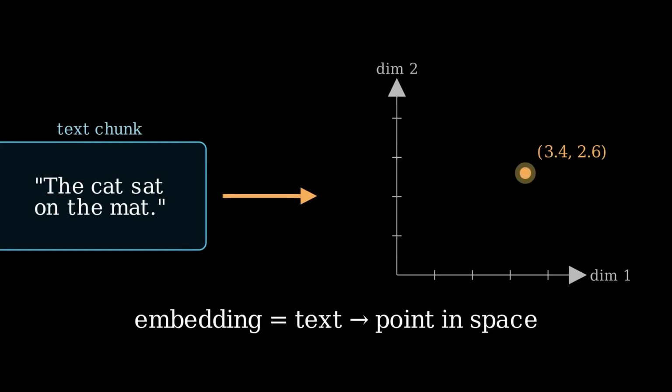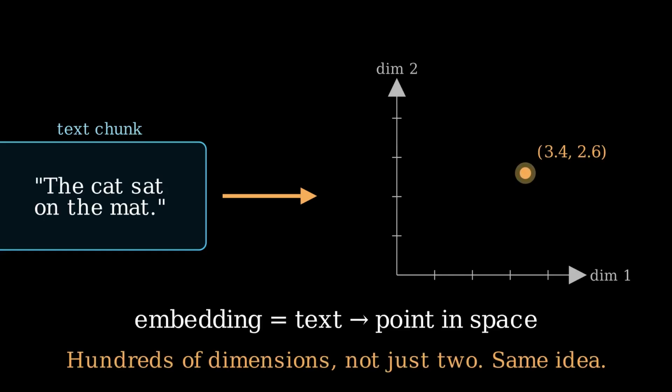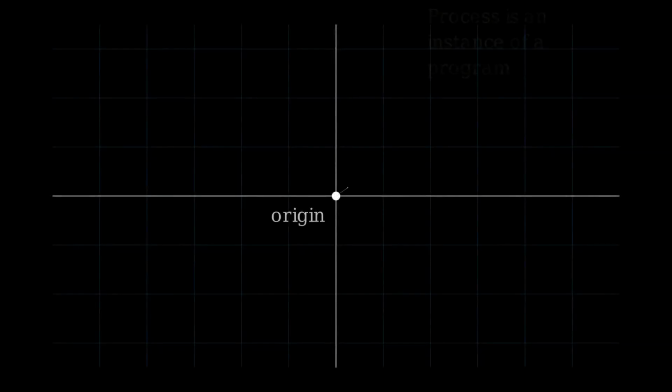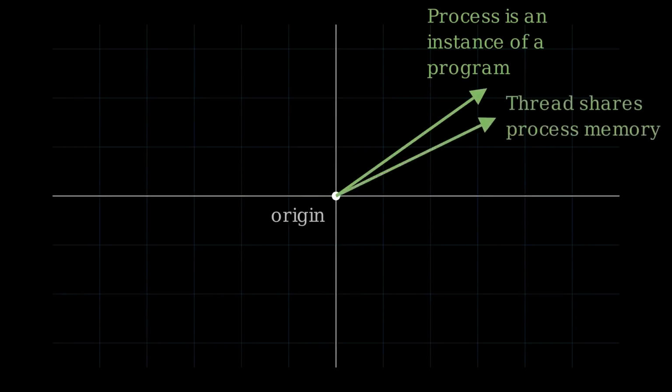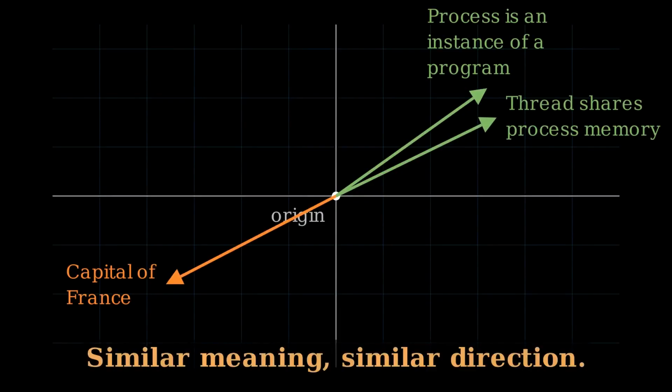An embedding is the embed step's output, a vector. Think of it as turning text into a point in space. Real embeddings have hundreds of dimensions. You can't picture that, so picture 2. Same idea applies. Here's the key insight. The embedding model is trained so that texts with similar meaning point in similar directions. Texts about processes and threads cluster together. A question about France points somewhere completely different.